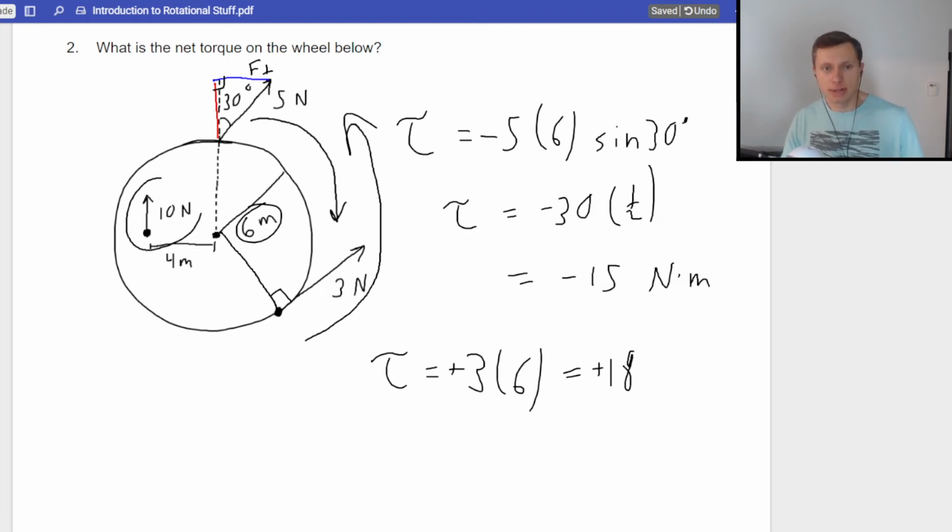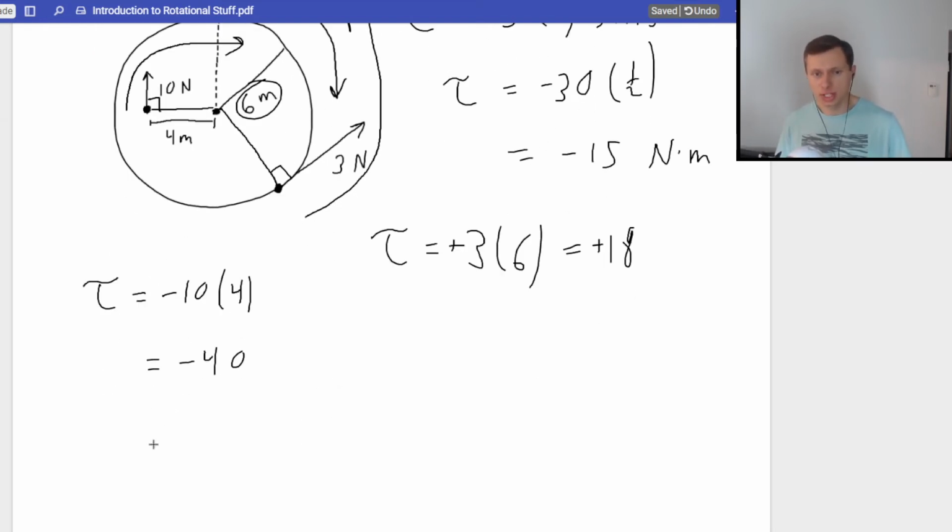Then the final torque we have here is this 10 Newton force on the left. This one I think is pretty straightforward. It's going to be torque equals the force, 10 newtons, times that radius, which is only 4 meters this time. It's not the full 6, it's only 4. And then, do we have sine or cosine of some angle? Well, I don't have an angle. And I also see it's perpendicular to my radius. Right there, there's a 90-degree angle, which means we don't have to worry about the angle. It's just 10 times 4. And then I have to ask myself, is that a positive or a negative? Well, again, following the direction of motion here, it's going to cause this wheel to spin clockwise, which means it's going to be negative. So negative 40 for the last torque.